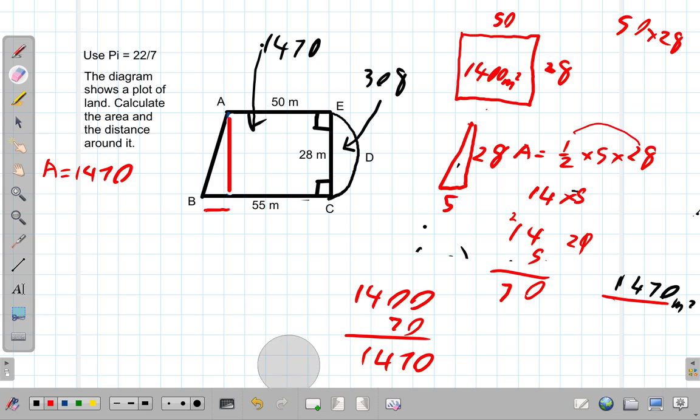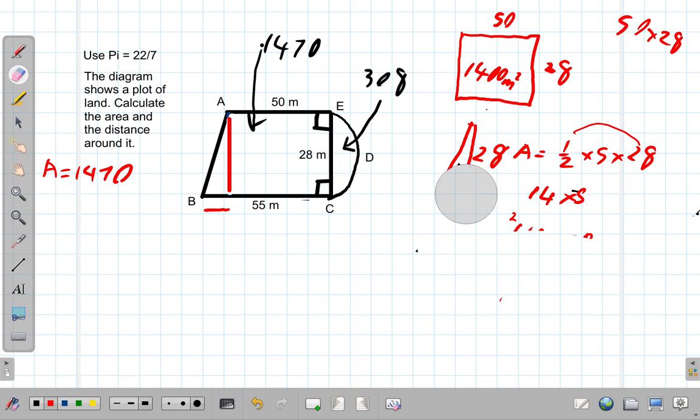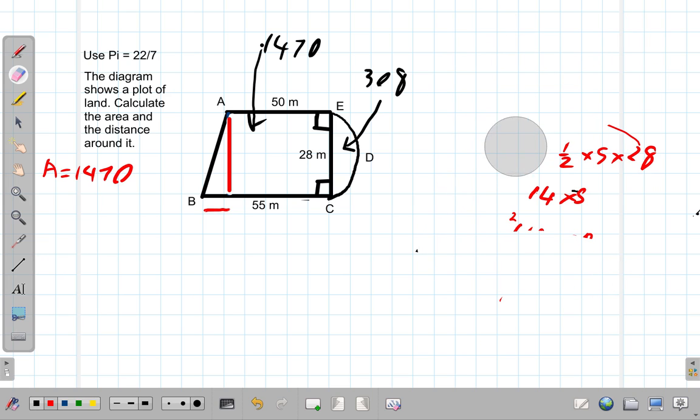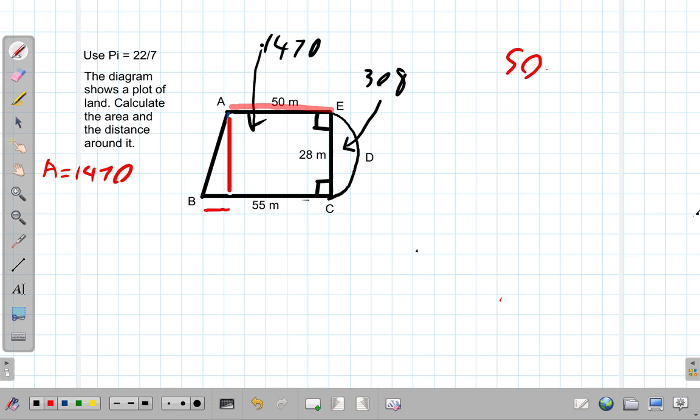We have the distance around to find. Let's erase these and find the distance around it. Now let us deal with this distance, AE. AE is 50 plus, then we have BC. BC is 55 plus. We need this distance. How are we going to do that part now?